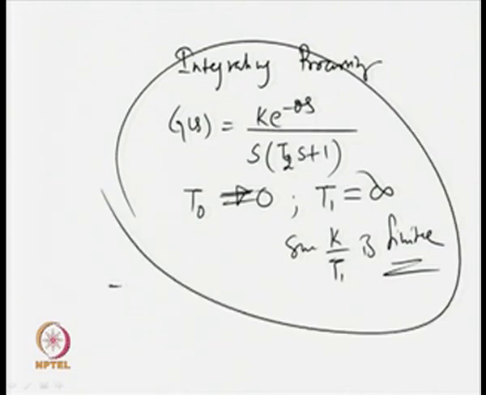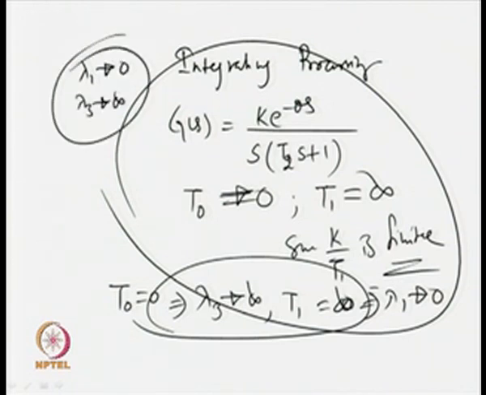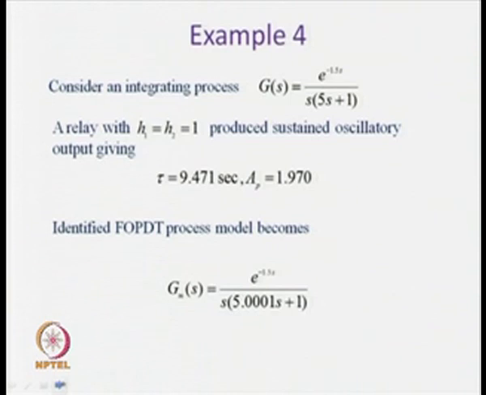This is to be assumed, then we get this form. So, with the substitution of the conditions that T0 equal to 0 or indirectly speaking your lambda 3 tends to infinity, T1 tends to 0. If this T1 equal to infinity, therefore, lambda 1 tends to 0. So, with the substitution of lambda 1 tends to 0, and lambda 3 tends to infinity, and using all the 4 analytical expressions, it is possible to estimate the parameters of integrating processes as well. Now, let us consider this example.